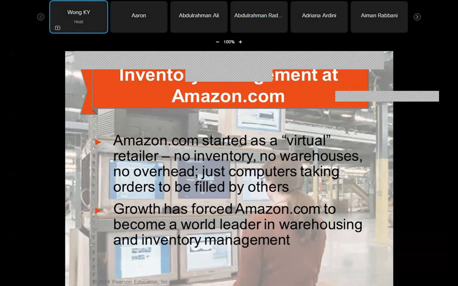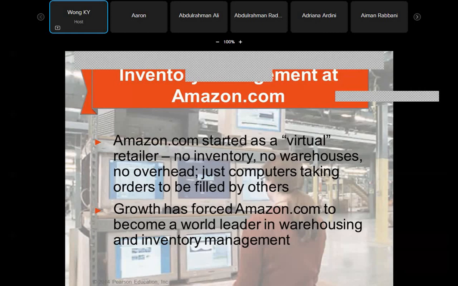If you read articles from the internet, the average size of an Amazon warehouse is about, I think, 1 million square feet. Okay, now how big is 1 million square feet? It is like, I think, 15 to 17 football fields. So you can imagine how large the warehouse is. The largest warehouse in Amazon, I think, is more than 3.5 million square feet. Okay, that is equivalent to, I think, more than 60 football fields.